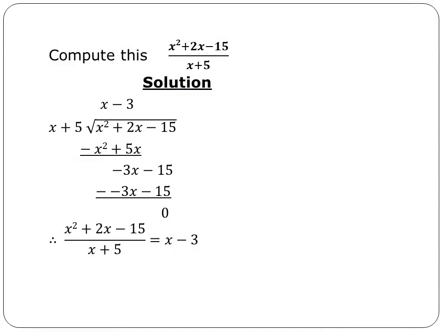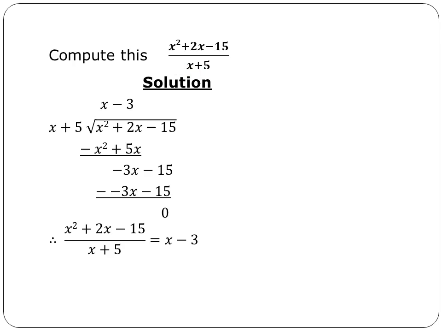Okay, our first question tells us to divide x squared plus 2x minus 15 by x plus 5. As a trick, just identify if your fraction is an improper fraction, where the degree of the numerator should be either greater than or equal to that of the denominator. Once that is achieved, we can proceed.